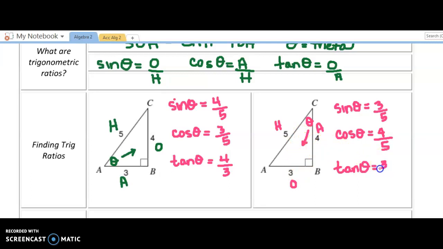So 3 over 4. So how do these compare from this triangle to this triangle? Well, since the opposite and the adjacent switched, the tangent became the reciprocal, and the sine became the cosine, and the cosine became the sine. So that's kind of what happened there. Depending on which angle you pick, the opposite and the adjacent side will be different.